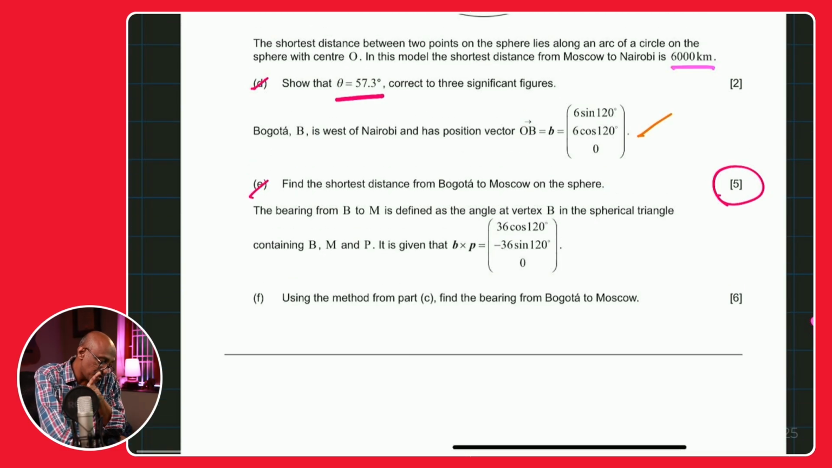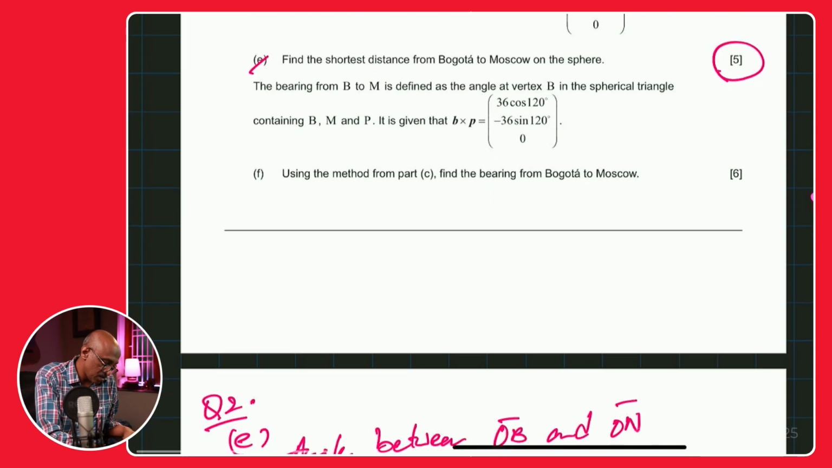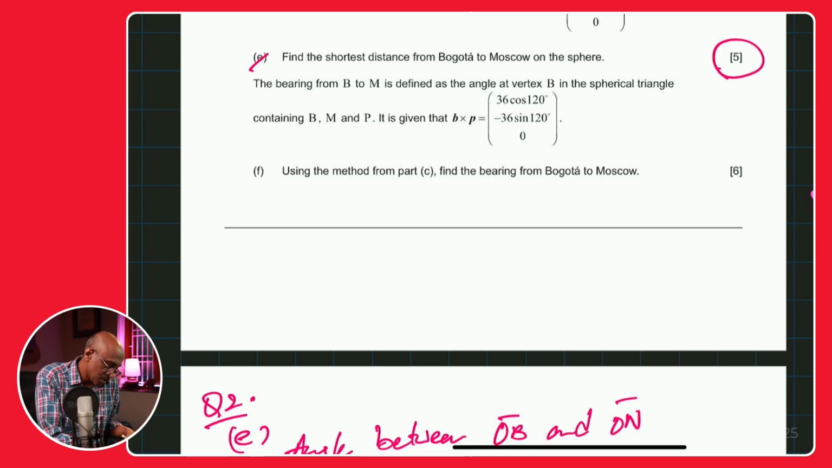The bearing from B to M is defined as the angle at vertex B in the spherical triangle containing B, M, and P. So it should be the angle between B cross P and B cross M. That's what I think we're supposed to find. B cross P they've given to us. We need B cross M, and then to find the angle between them, use the method from part C. That's the reference. So we first need B cross M.